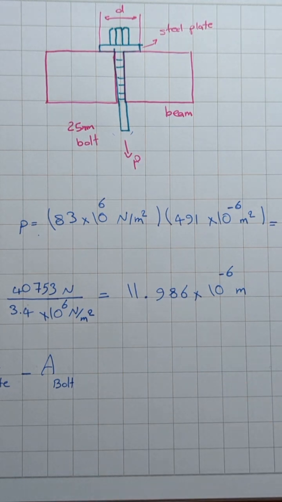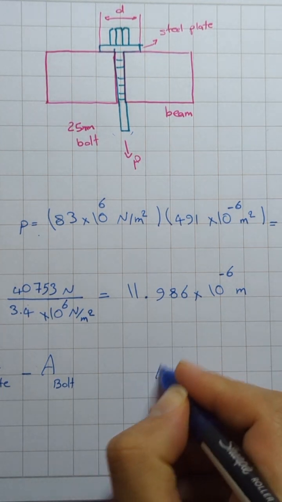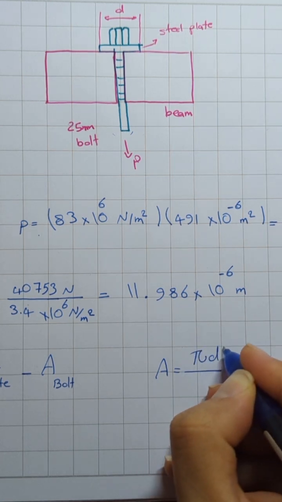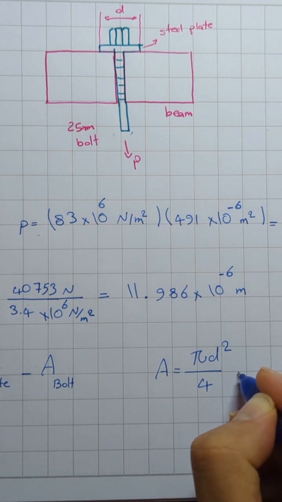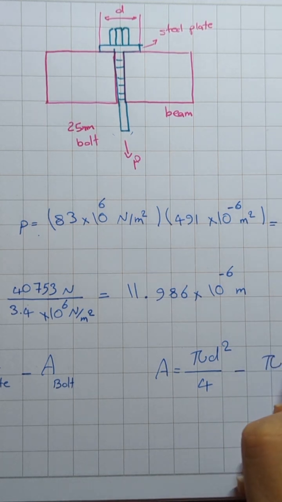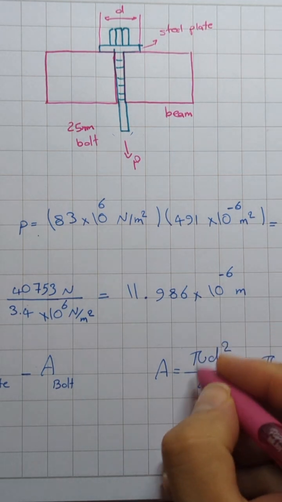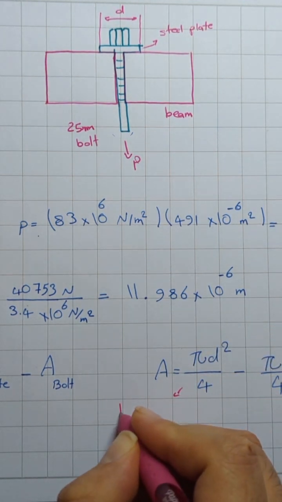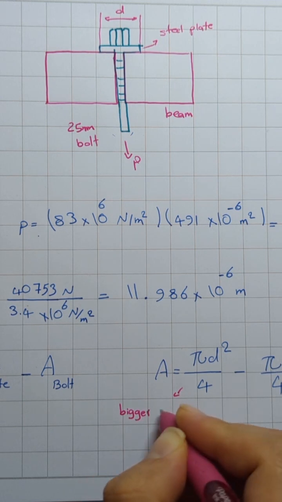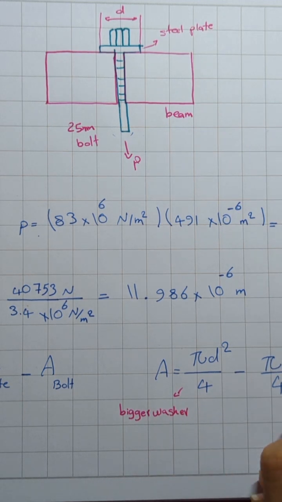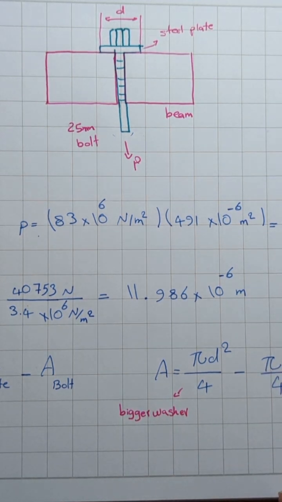So we can simply say A equals, since the area is pi d squared over 4, minus pi d squared over 4. This is the bigger washer, and this is the bolt. All right.